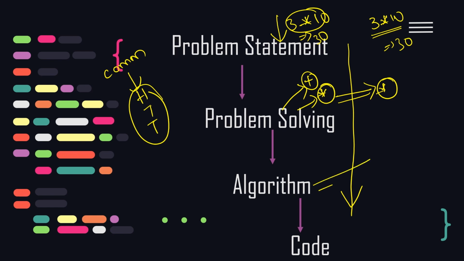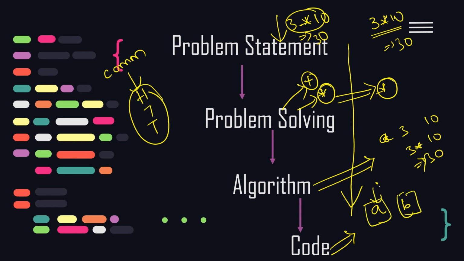Now coming to the algorithm, we tell the computer in simpler, human-understandable words: take two values, 3 and 10, multiply those values and print the result. Like this, you tell in English words: take two numbers, do multiplication and print the result. This is nothing but the algorithm. Coming to the code, we tell the computer in a systematic way, however the computer understands: you will get an integer, this is an integer, this is also an integer. You need to perform multiplication and print an integer output. Like this, we tell each step in detail.